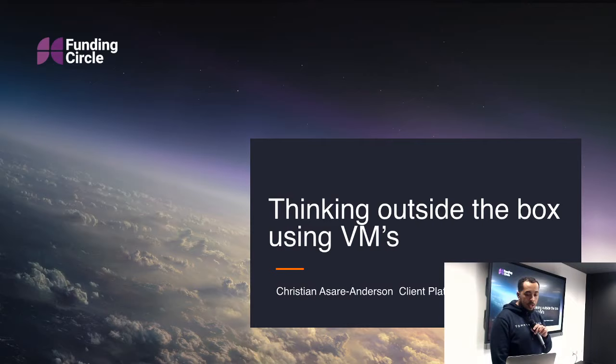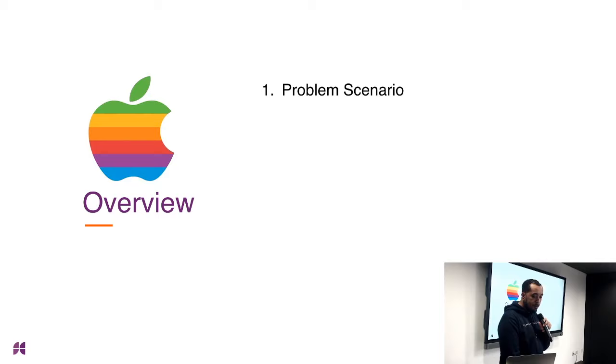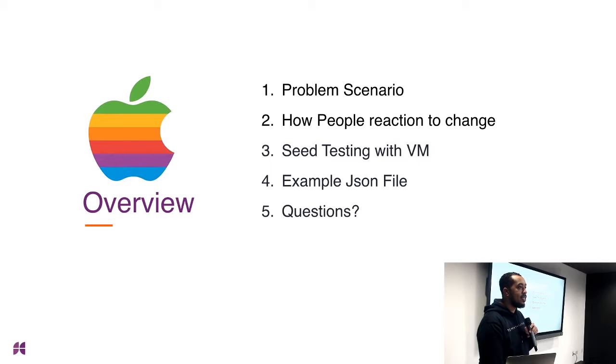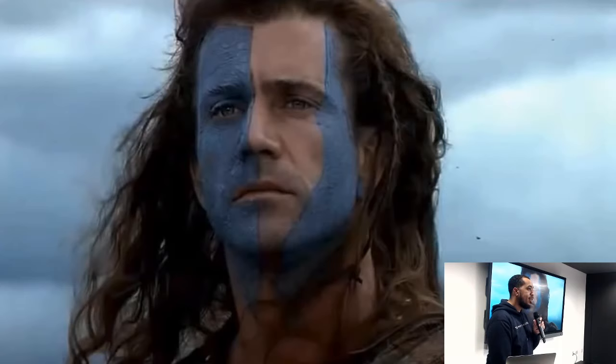So I'm going to start off with a problem scenario. And then I'm going to talk to you about how people react to change. And then I'm going to talk about seed testing and VMs and how we do it here at Funding Circle. And I'm going to give you an example of one of our JSON files. And then we're going to take some questions. So first of all, in the room, how many of you know who this person is?